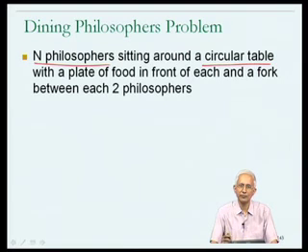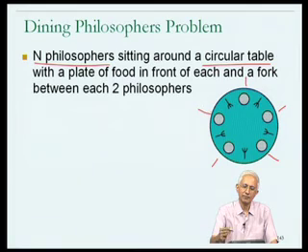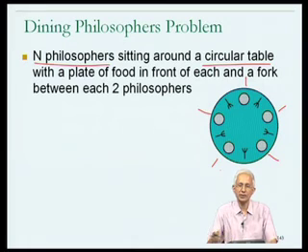Each has a plate of food in front of him or her, and there is a fork on the table between each two philosophers. So the setting is as over here. There are n philosophers. In this example, n is equal to 5. And a plate in front of each with food on it. Unfortunately, there are not enough forks. We assume that each philosopher needs 2 forks to eat with. That's the suggestion. But there are only n forks on the table, which means that forks are a shared resource which is scarce.